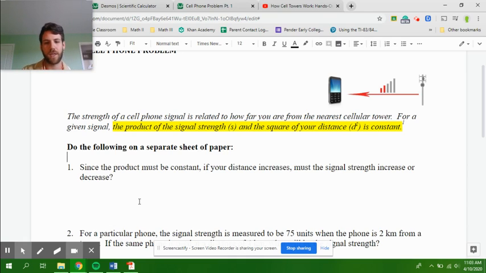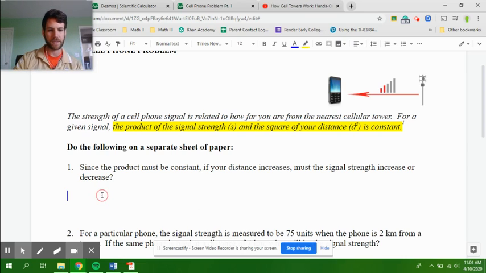So if you have two things being multiplied by each other and the answer is always the same, if one of the two variables goes up, the other has to go down. For instance, if you knew that 4 times 4 is equal to 16, if one of those 4s went down to a 2, the other one would have to go up to an 8 to still equal 16, and vice versa. If I instead went from 4 and 4 up to 16, the other would then have to go down to 1.